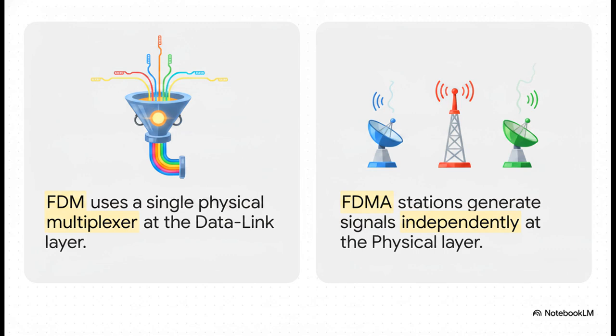Real quick, before we move on, I want to clarify a classic exam trap that catches a lot of engineering students. Do not confuse FDMA with FDM. FDM, or frequency division multiplexing, is a data link layer method. It uses a single physical multiplexer device to combine low bandwidth channels into one big high bandwidth channel. FDMA, on the other hand, is a physical layer technique. There's no central multiplexing device at all. Instead, each station independently generates its own bandpass signal. Definitely keep that distinction highlighted in your notes.